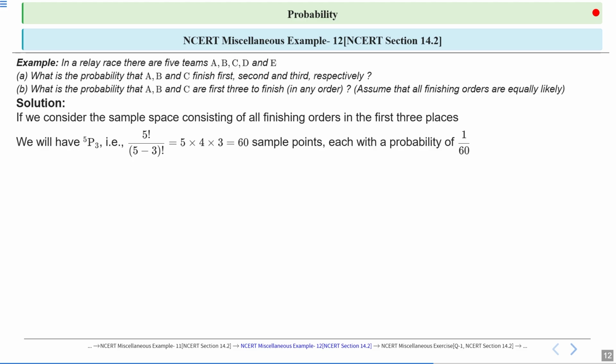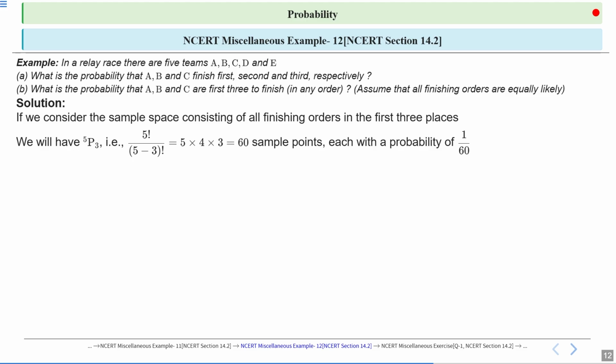So what is the value of 5P3? 5P3 is equal to 5 factorial divided by 5 minus 3 factorial. It can be written as 5 factorial divided by 2 factorial, and 5 factorial can be written as 5 into 4 into 3 into 2 factorial. Then 2 factorial will cancel out, and we obtain 5P3 equal to 5 into 4 into 3, which is equal to 60. So we will have 60 sample points, each with a probability of 1 by 60.